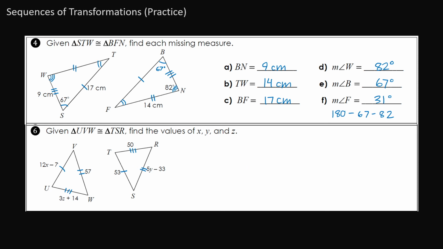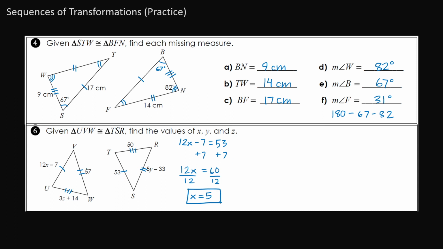Let's start with x. I see that 12x minus 7, the length of UV, should be the same as TS. So that means 12x minus 7 should equal 53. And I'm going to go ahead and solve that equation for x. Add 7 to both sides. 12x is equal to 60. Divide both sides by 12. And you get x equals 5.